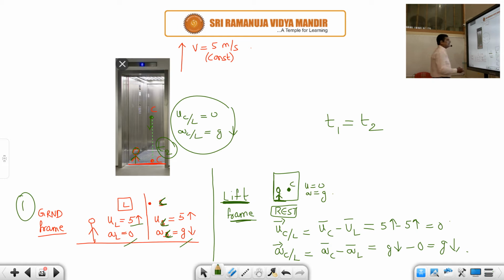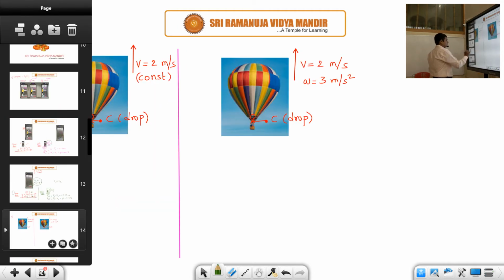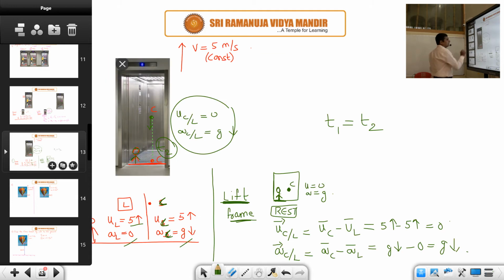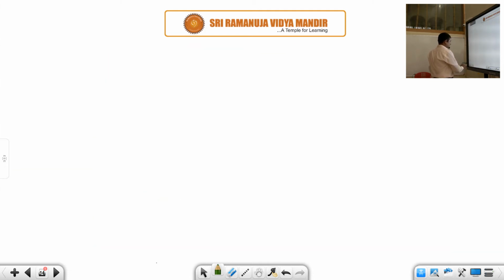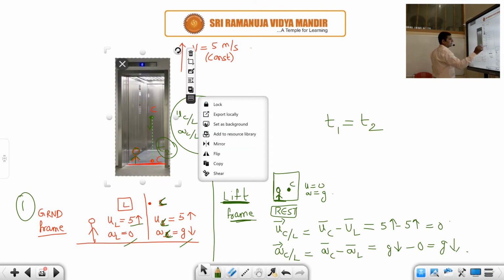Now if you compare the third case, the next, third one. In the third case also you will get the same thing, students. I'll do it fast. Let us take this diagram only, one diagram.